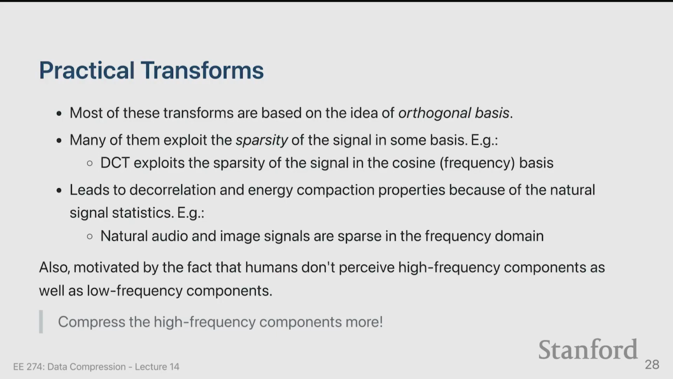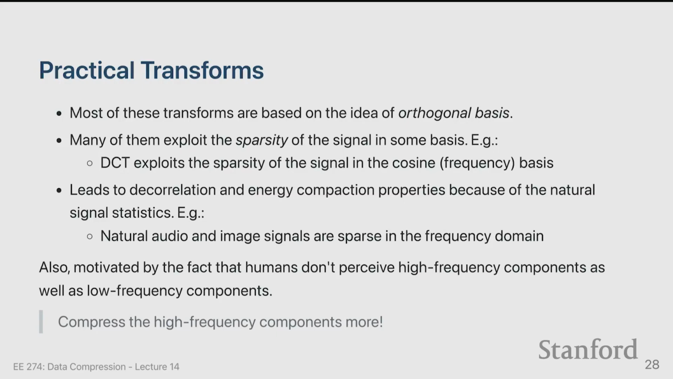Point one is most of these transforms are based on the idea of an orthogonal or orthonormal basis, which we have looked at. So we are still working with the same idea. Many of them will exploit the sparsity of the signal in some basis. By some basis, I mean some transformation. For example, DCT exploits the sparsity of the signal in the cosine basis.